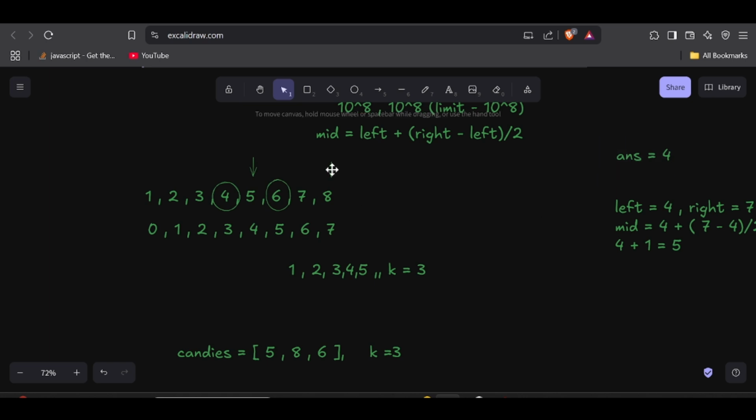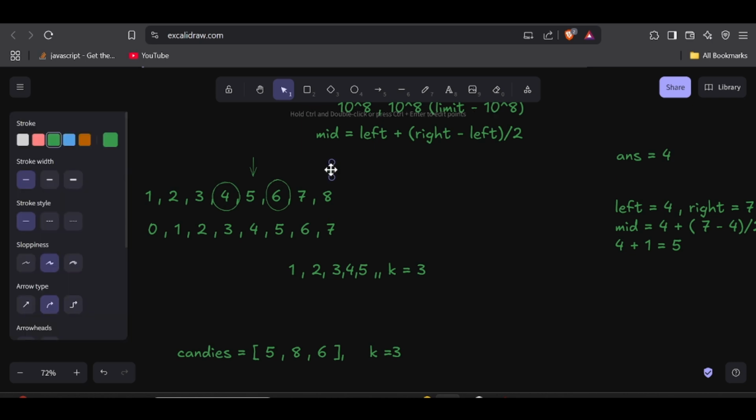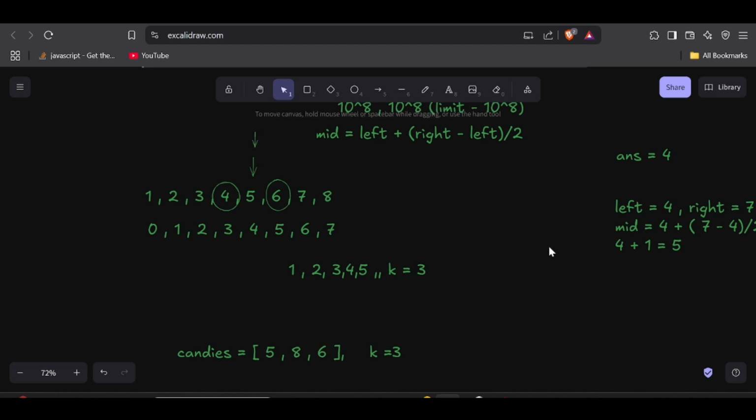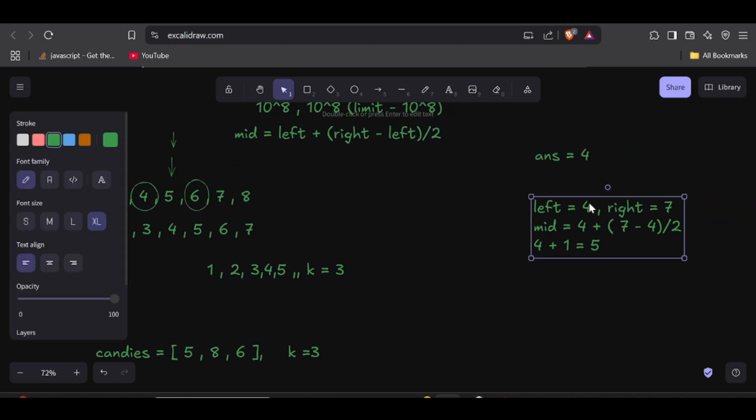And what we will do, if I am not getting my solution, I will just take this pointer and take it to whatever was the middle value minus 1. So I will just take it here. So what is my new value for left? My new value for left is 4. New value for right is also 4.